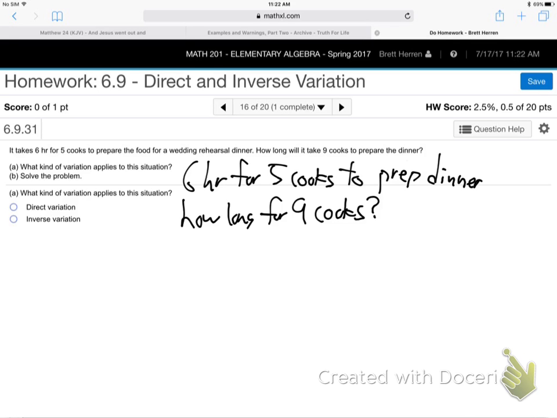So the first thing you got to decide, let me give you a second to think about it on your own without me saying anything. You got to decide if that's a direct variation or an inverse variation situation. And once you decide, you know which formula to use. Think about that.